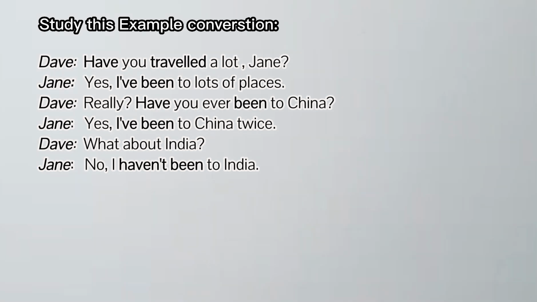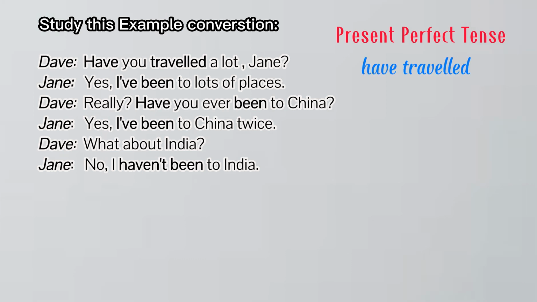Now look at the highlighted verbs being used. These are examples of the present perfect tense. So we have traveled, I've been, and the negative, I haven't been.